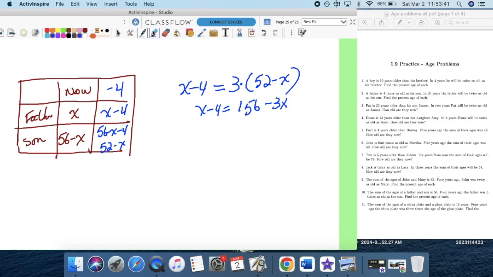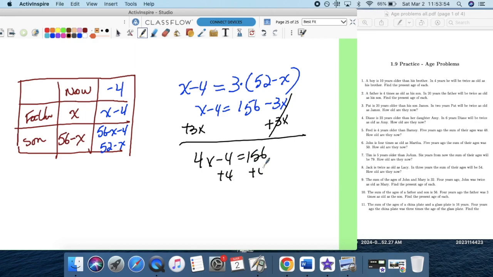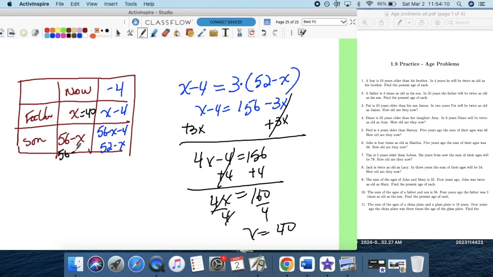We have variables on both sides. Get rid of one of them. Let's get rid of the minus 3x, plus 3x here, plus 3x here. That goes away. I'm left with 4x minus 4 equals 156. We're going to do plus 4 on both sides. That goes away, but 156 and 4 is 160. 4x comes down, divide both sides by 4. x equals 40. So the dad is 40. The son is 56 minus 40, which makes him 16 years old.